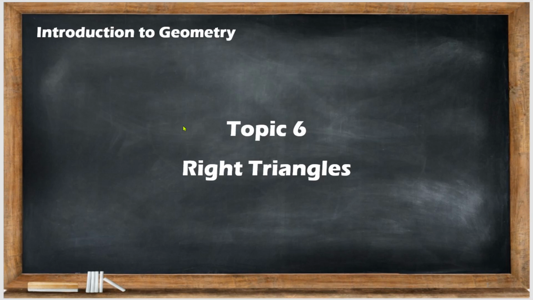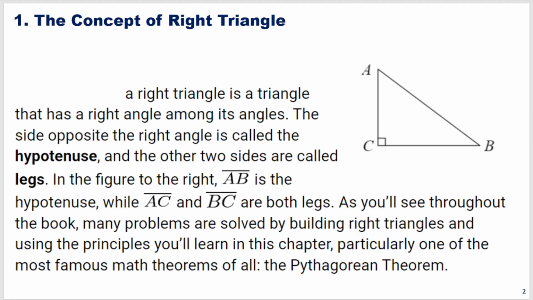Today we're going to have a look at topic 6, right triangles. Okay, first let's have a look at the concept of right triangles. A right triangle is a triangle that has a right angle among its angles. The side opposite the right angle is called the hypotenuse.